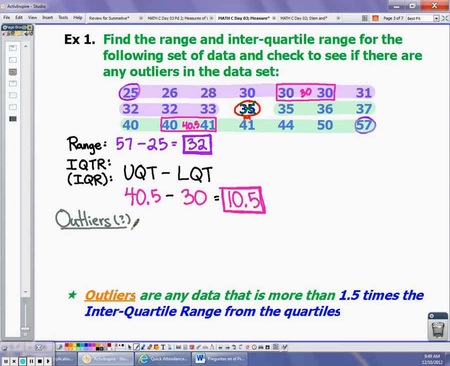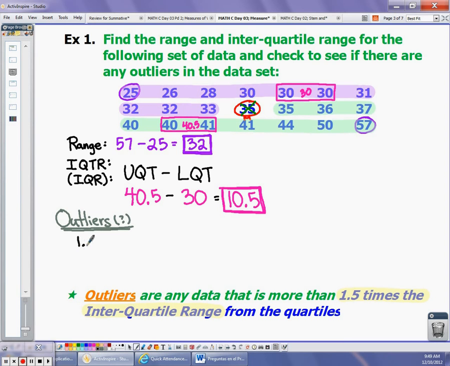So are there any outliers? Now to go ahead and do this, I'm just going to follow this rule, which it gives us right over here. It says it's basically 1.5 times the interquartile range from our two quartiles, the lower quartile and the upper quartile. So I need to figure out what is 1.5 times our interquartile range.